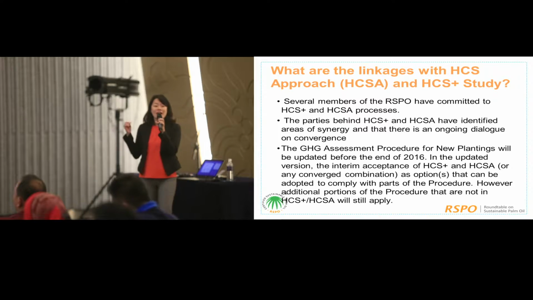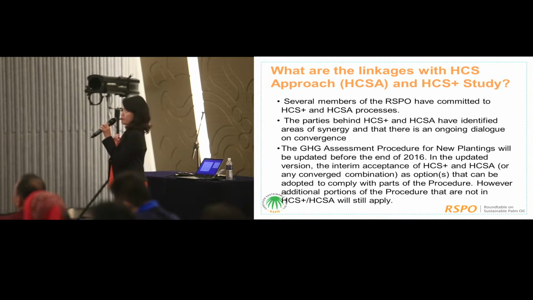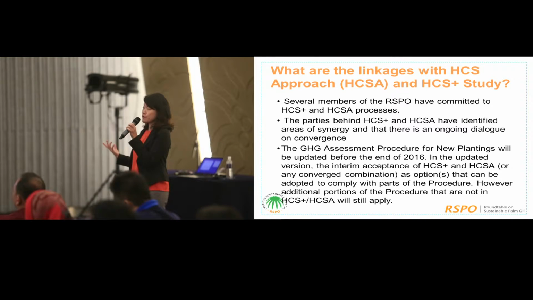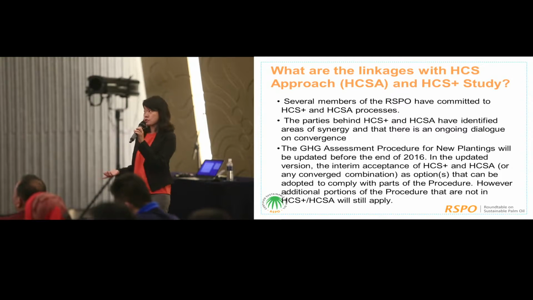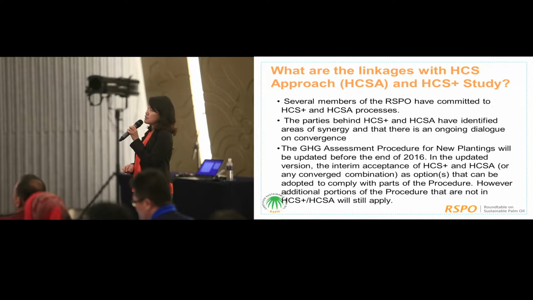Okay, so there are also other initiatives that talk about high carbon stock aside from RSPO. Like the most common is the HCS approach, and also more recently the HCS Plus study. Several members of the RSPO have committed to either the HCS Plus process or the HCSA process, or even both processes at the same time.